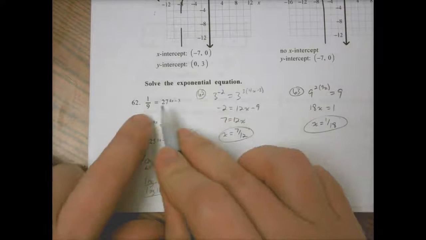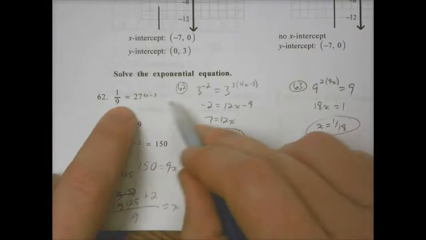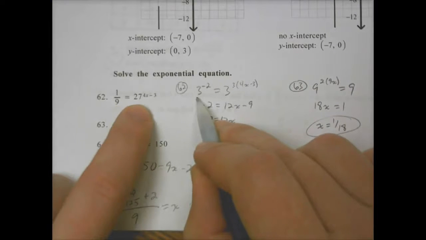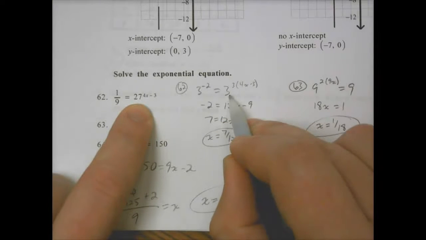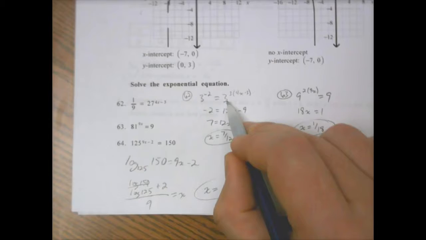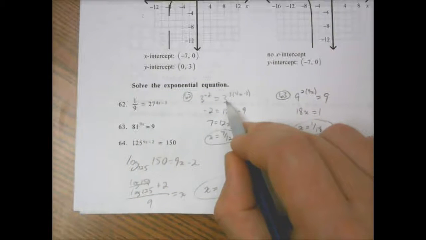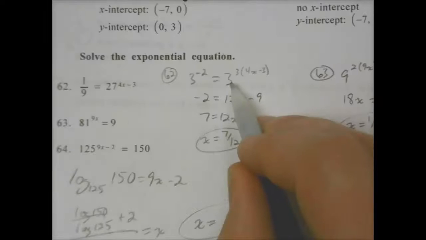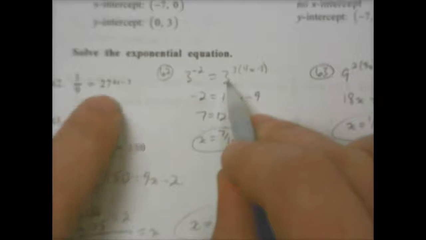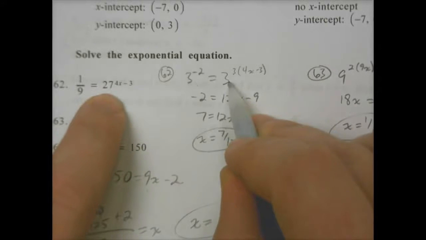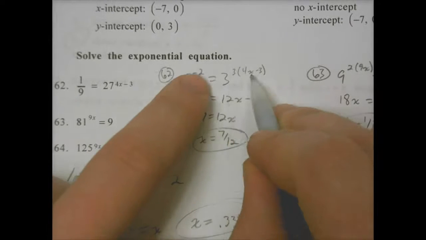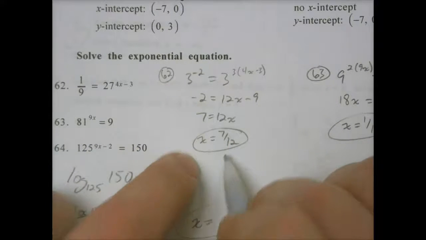Solve the exponential equation. So for number 62, I have 1/9, which is the same thing as 3 to the negative 2, and I have 27, which is the same thing as 3 to the 3rd. Let me zoom in a little bit more. All right, so we have 27 as 3 to the 3rd, so I'm just rewriting that. Since the bases are the same, I can set the exponents equal to each other and solve for x.